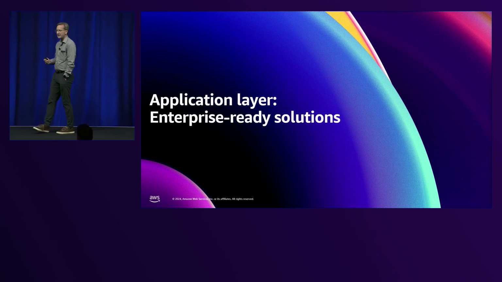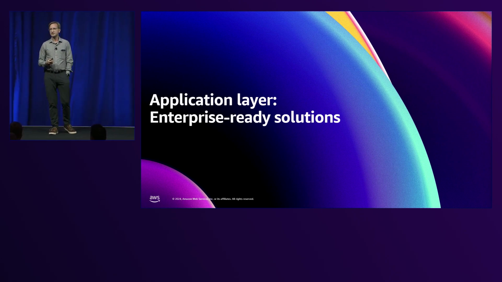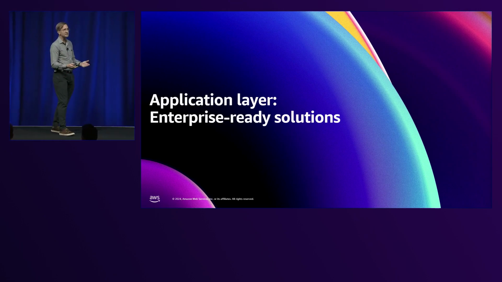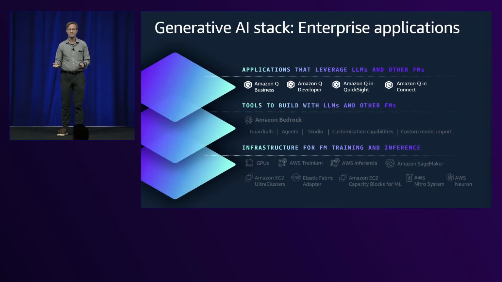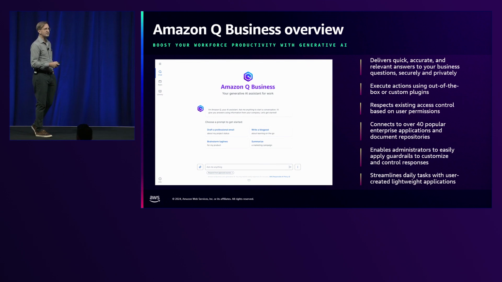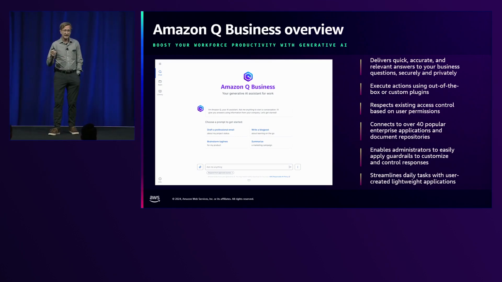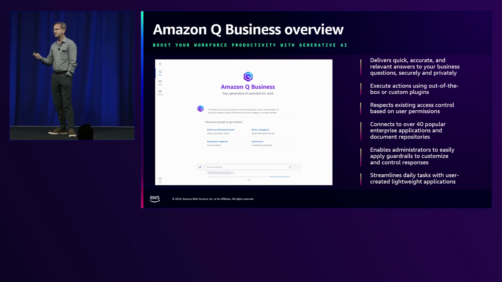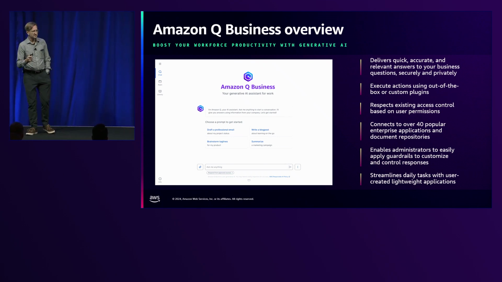And we'll move up the stack. The last layer, the top layer, are enterprise-ready solutions. So we just finished talking about how we can build secure generative AI applications inside of AWS. What if we want to take our existing corpus of data and expose it to an already built generative AI application and do it securely? Well, one way you can do it is through Amazon Q Business. Amazon Q Business is our pre-built system that delivers quick, accurate, and relevant answers to your business questions securely and privately. You can point Q Business to your existing data silos, and it will be able to answer your users' questions based on the data that is provided to it.